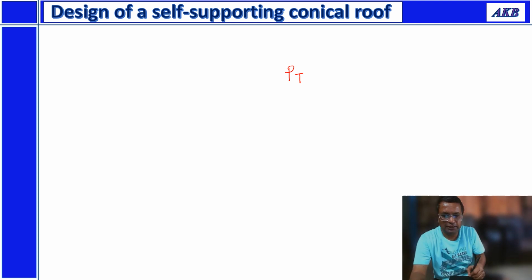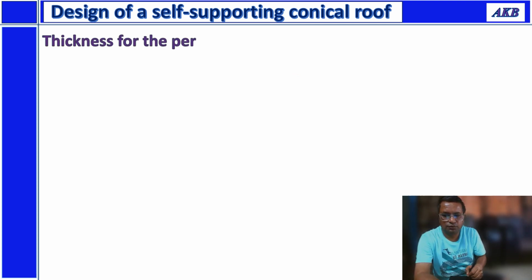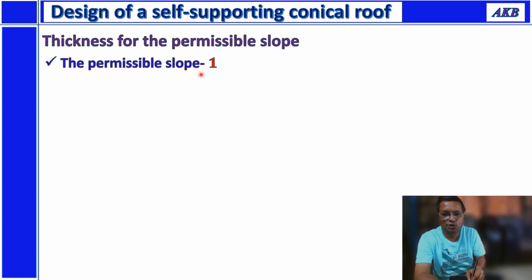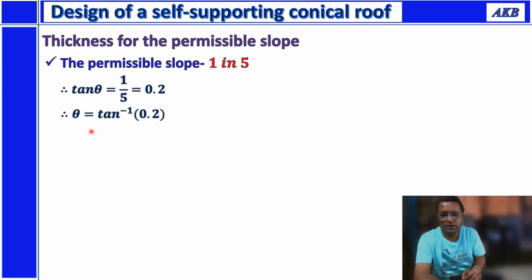Now let us do the calculation for the thickness for this total load. Now task is thickness for the roof for the permissible slope. What is the permissible slope that is given to us? Permissible slope given to us is 1 in 5. That is tan theta is 1 upon 5, which is 0.2. So theta will be tan inverse of 0.2, which gives us theta as 11.31 degrees.